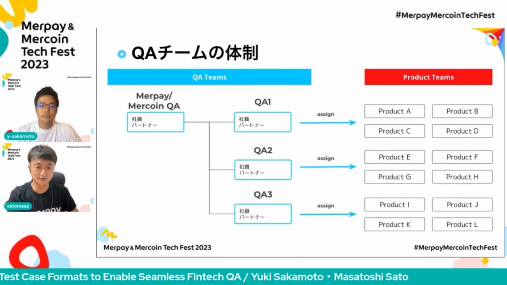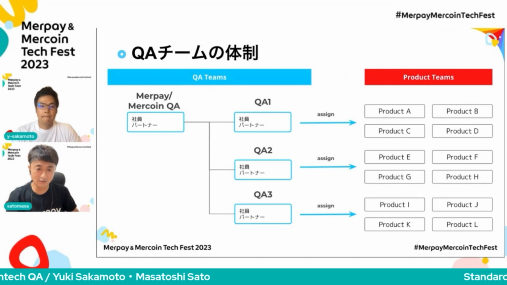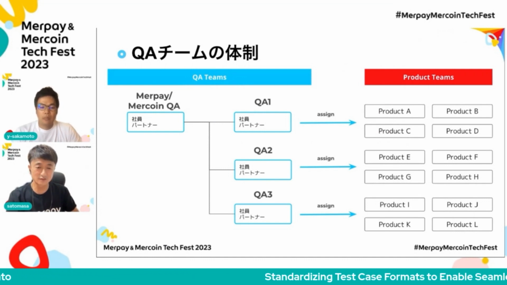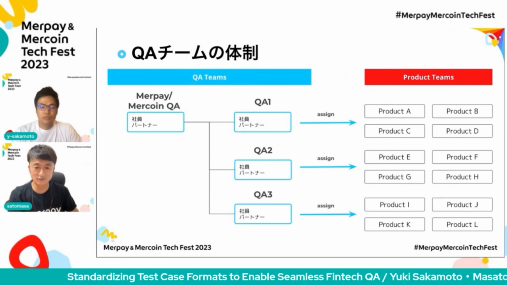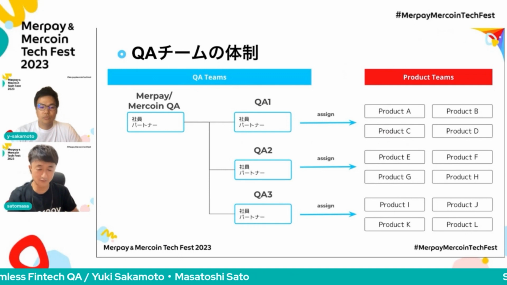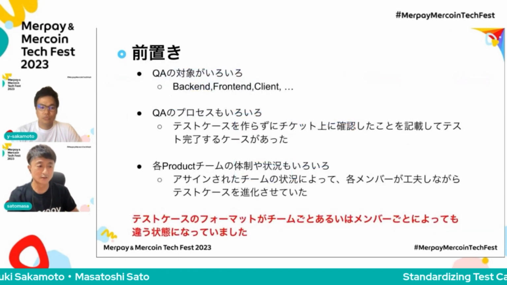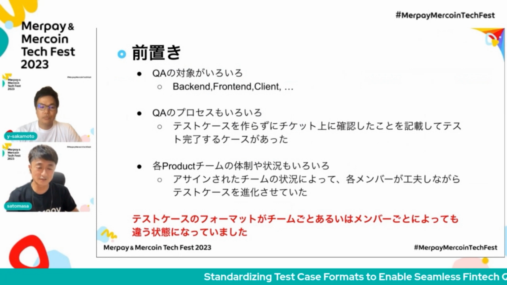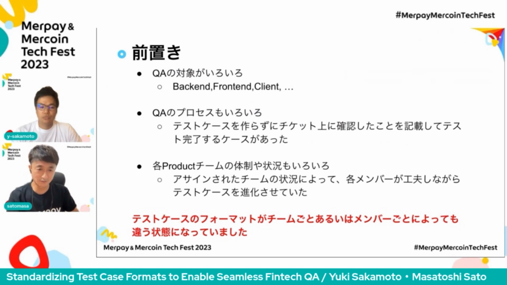So let me explain the QA team structure. The QA team is divided into 3 teams, QA1, QA2, and QA3. Each team is composed of employees and partners, and each member is assigned to Merpay's products to perform QA activities on a daily basis. There are various QA processes for back-end and front-end, as well as client-facing.